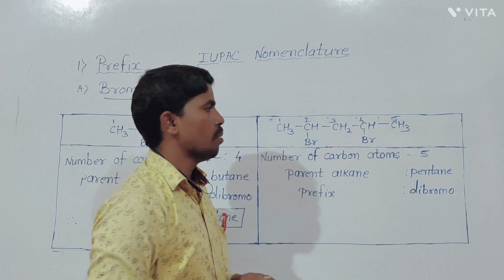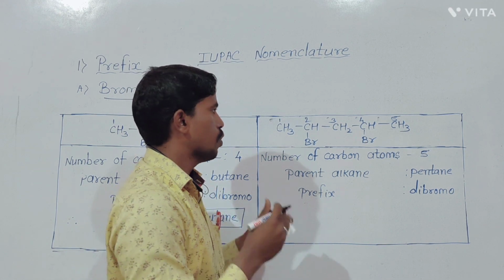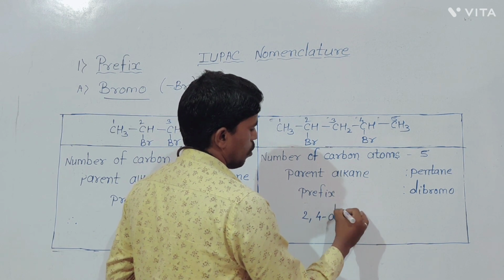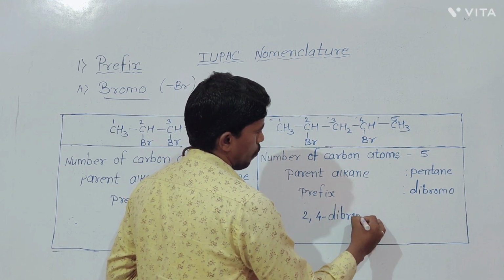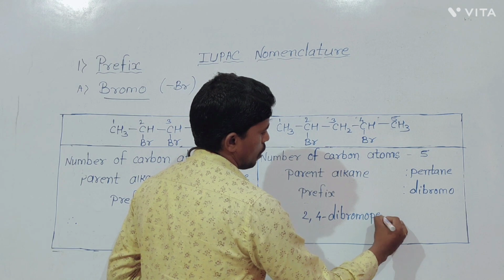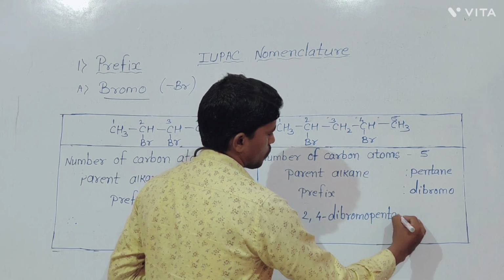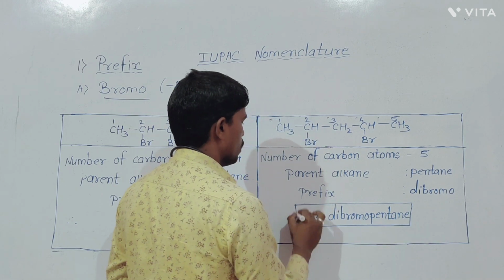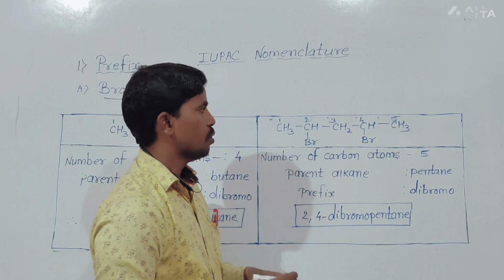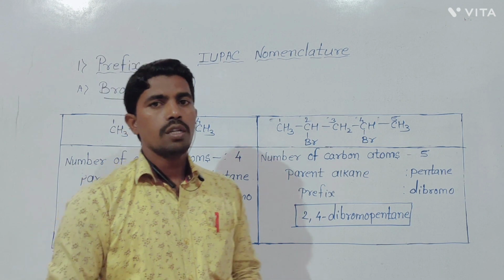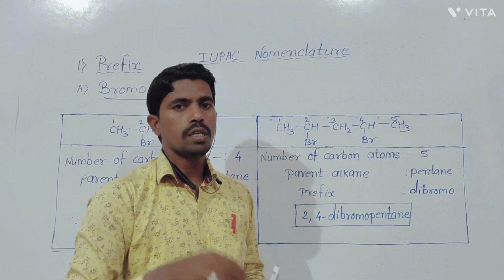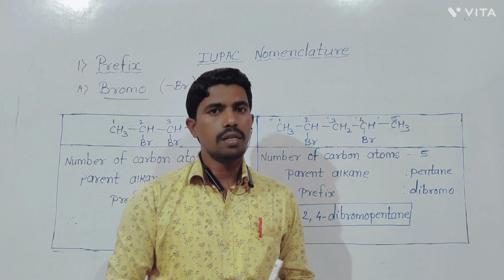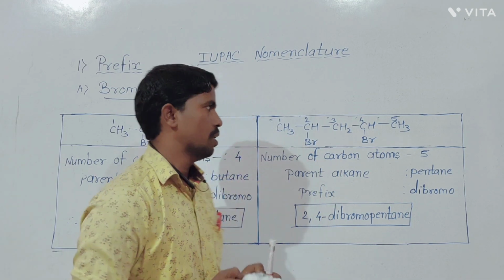And indicate the position number of bromine. 2,4-dibromopentane. This is the name of the given compound. Here 2 bromine atoms are attached to the second and fourth carbon atoms. Therefore, the name of the given compound is 2,4-dibromopentane. We will see the next example.